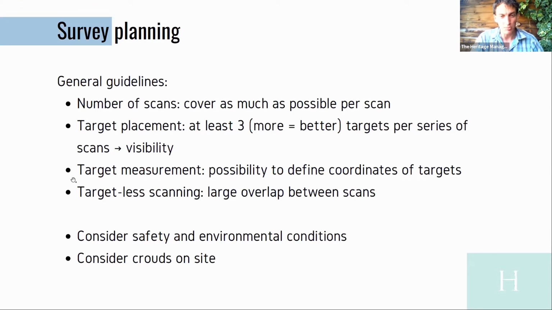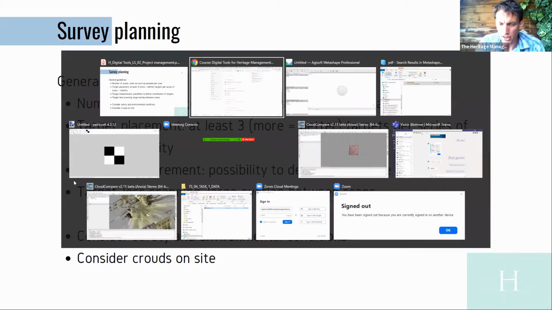Regarding the target placements, you have to make sure that you place definitely at least 3 targets per scanning location, and all these 3 targets should be visible, preferably from at least 2 scans. So per scan, a minimum of 2 targets, and every target should be measured at least twice. Let me go to my webcam to make sure, because I have my notebook with me.